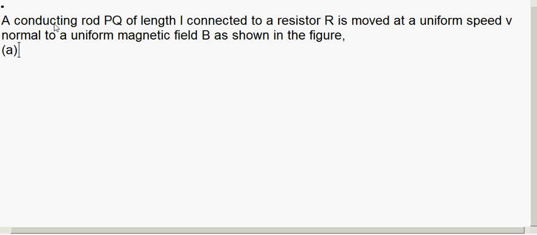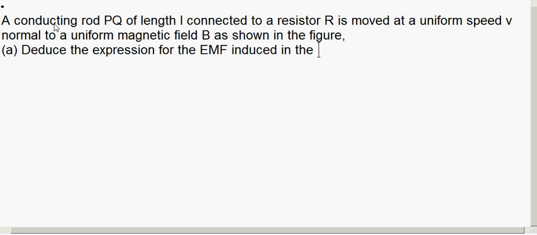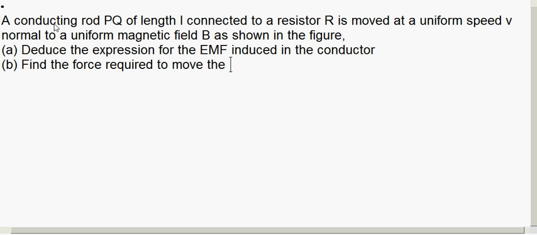Question number A: Deduce the expression for the EMF induced in the conductor. Question number B: Find the force required to move the rod in the magnetic field. And question number C: Mark the direction of induced current in the conductor.